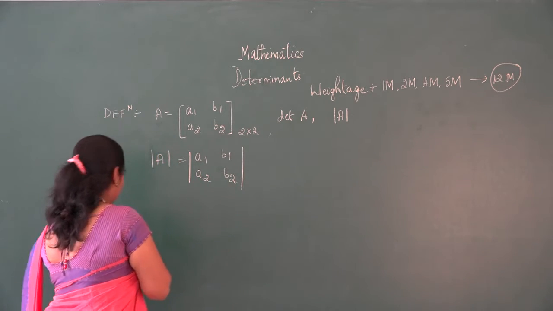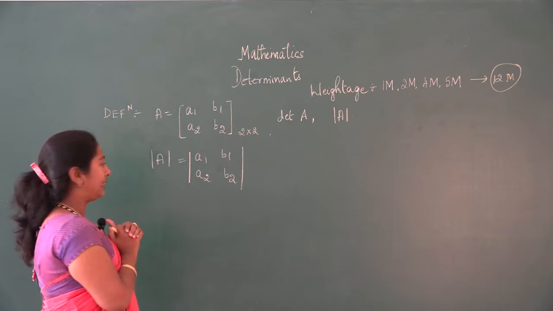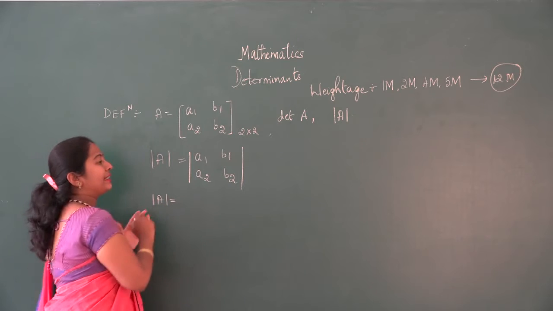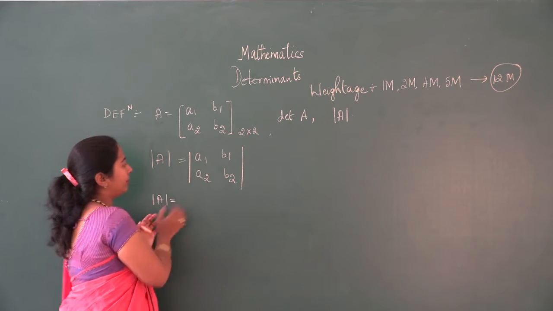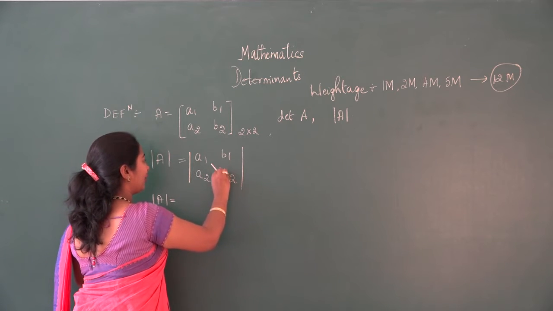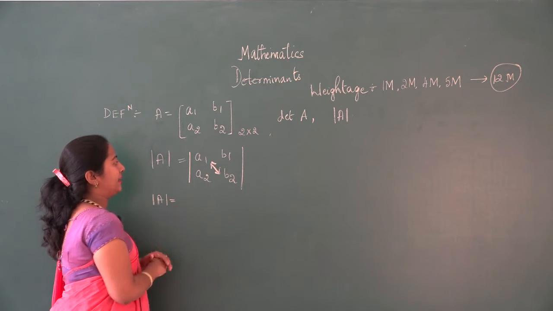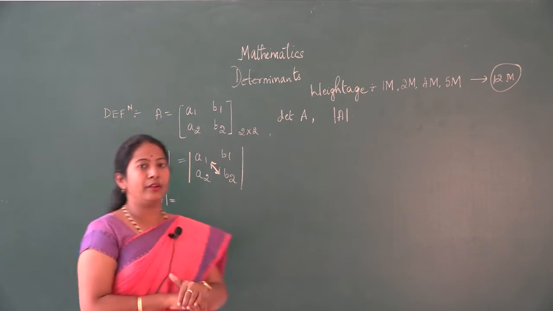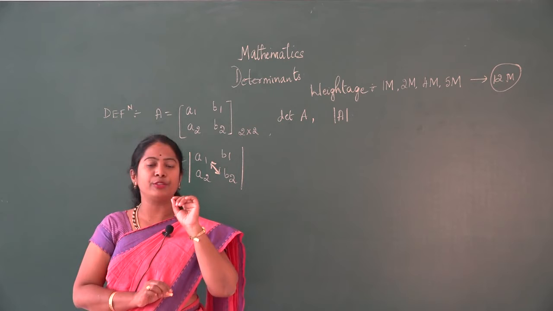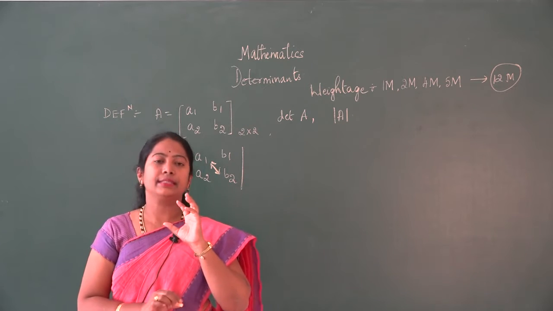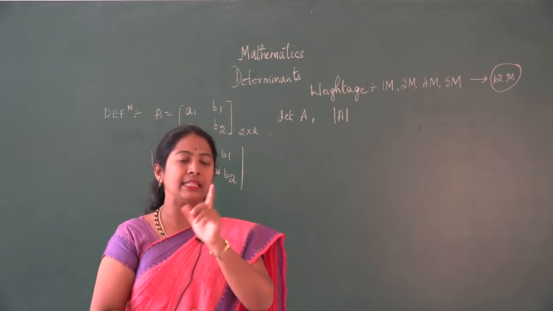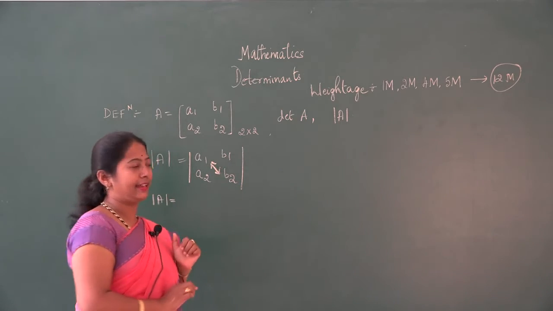How do we calculate the value of this determinant A? The value of the determinant A is given by the product of the principal diagonal elements minus the product of the secondary diagonal elements. How do we calculate the value of a 2 cross 2 determinant? It is defined as the product of the principal diagonal elements minus the product of the secondary diagonal elements.